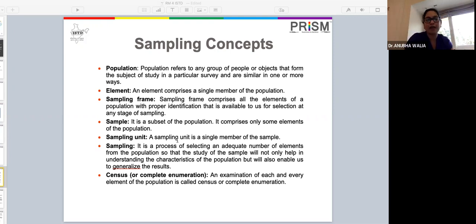These are all frame. Now what is a unit? The unit is within that frame, which contains a single element or a group of elements.